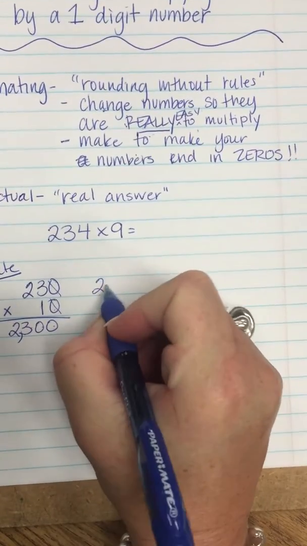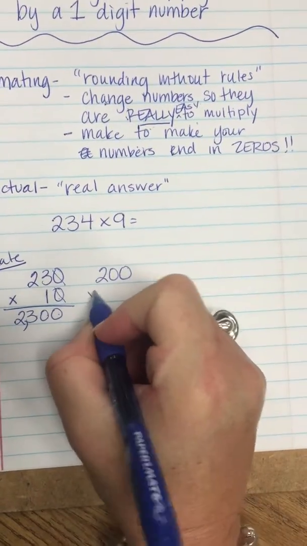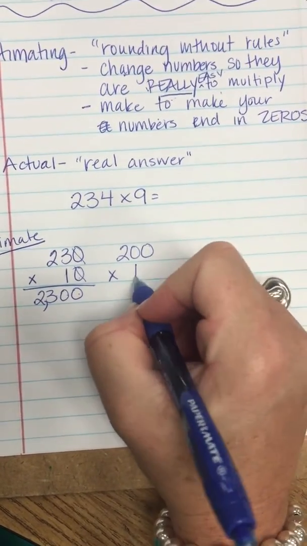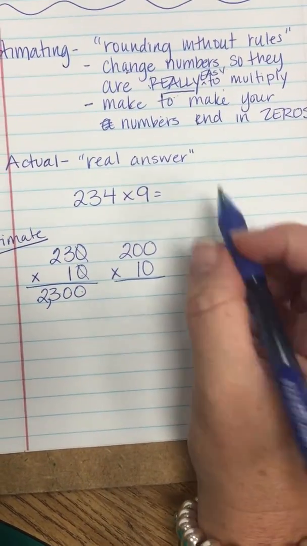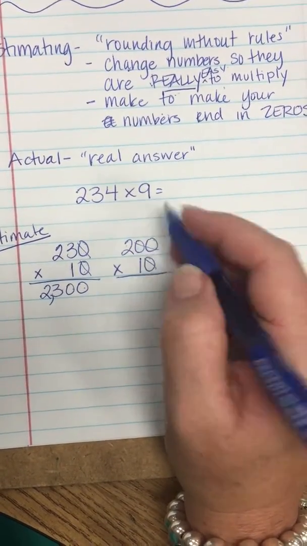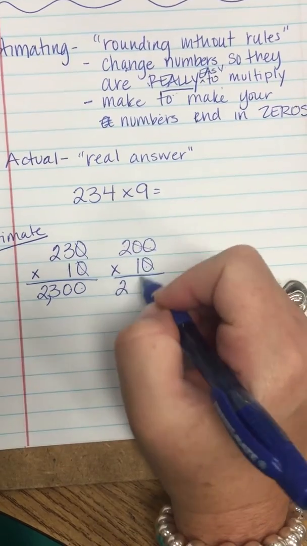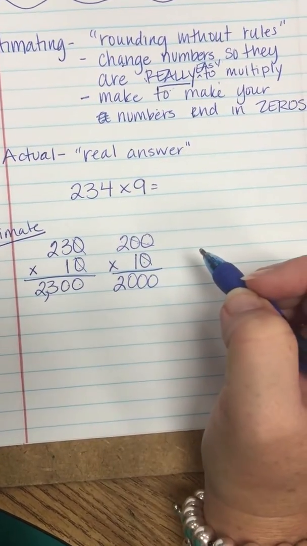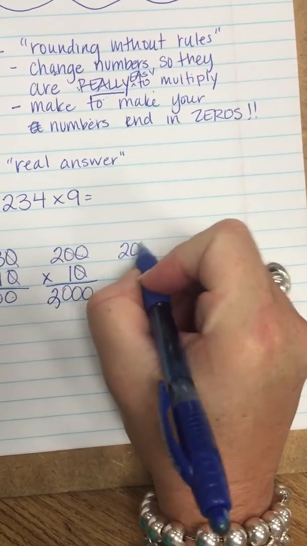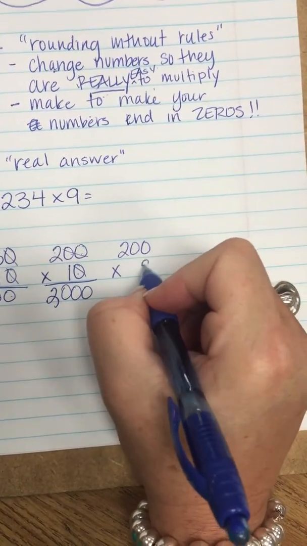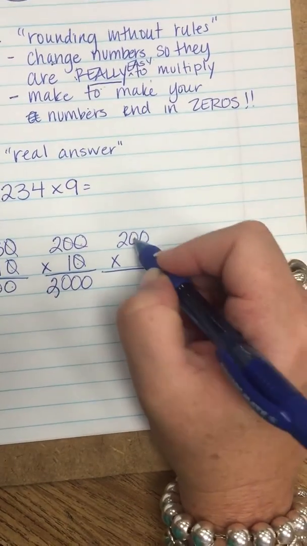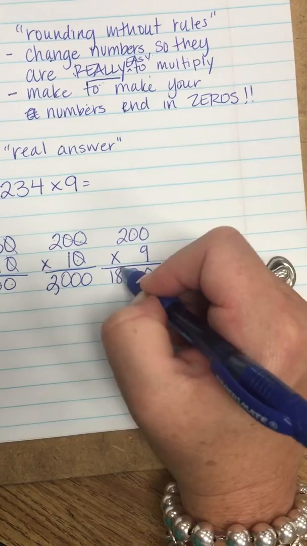I could quickly change 234 to 200. What could I change 9 to be quick and easy? I could move it to a 10. Again, working with zeros. Take my 3 zeros off. 2 times 1 is 2. How many zeros? 3. Or I could even keep it as 200 and keep 9 the same. 9 times 0 is 0, 9 times 0 is 0, 9 times 2 is 18.